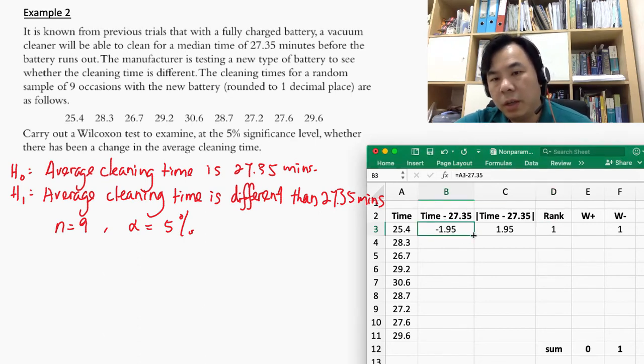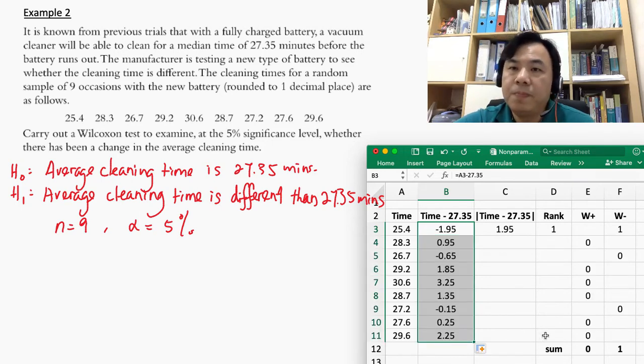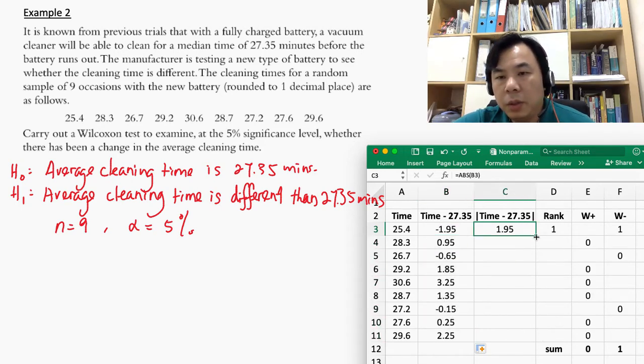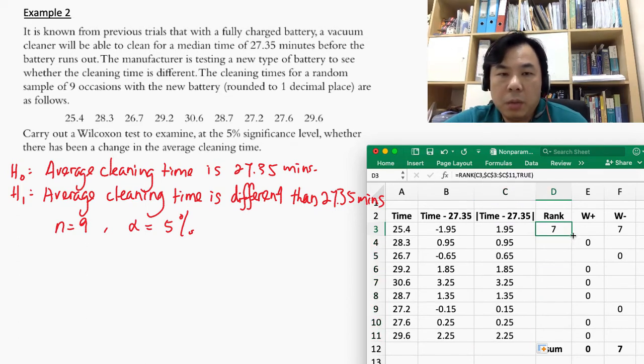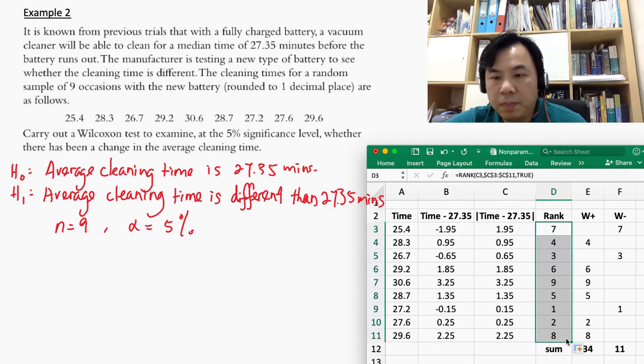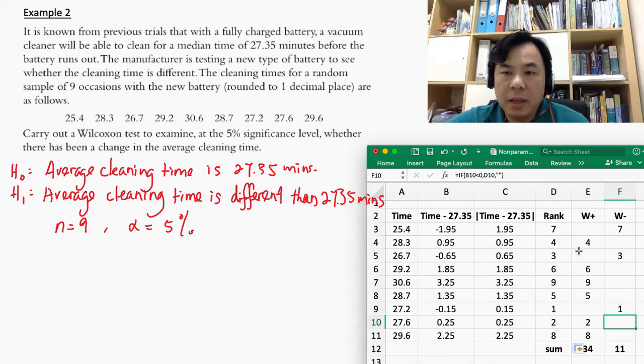Deviation here, and then you're going to calculate each individual deviation. From here, we're going to determine the absolute value for this deviation. Now, from there onwards, we're going to rank. We're going to produce the ranking based on the absolute deviation. So we're going to rank them. And then after that, we're going to isolate the positive ranking based on the deviations.